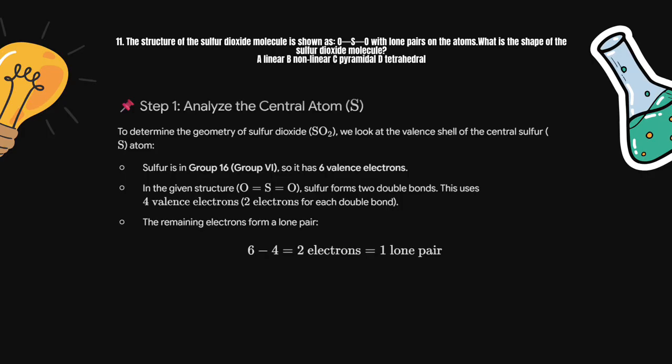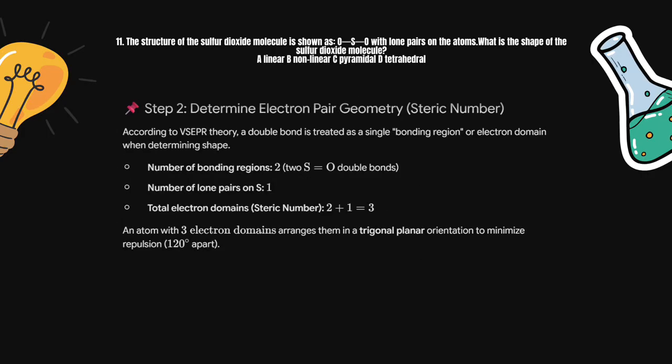If we subtract those 4 from the original 6, we have 2 electrons left over, which give us exactly 1 lone pair on the sulfur atom. In step 2, we determine the electron pair geometry using VSEPR theory. Remember, for molecular geometry, a double bond is treated as a single bonding region or electron domain.